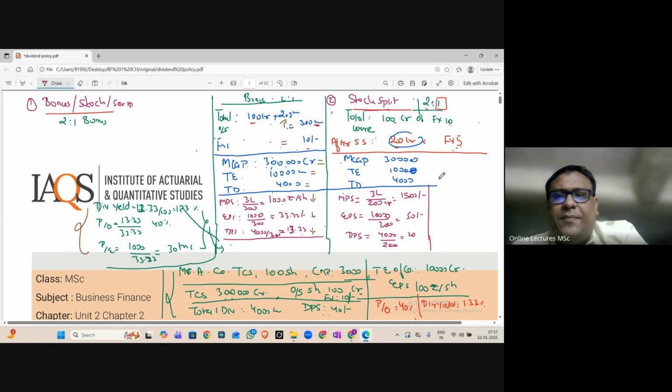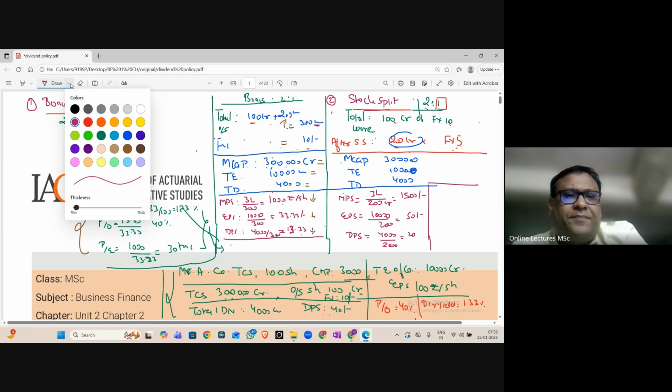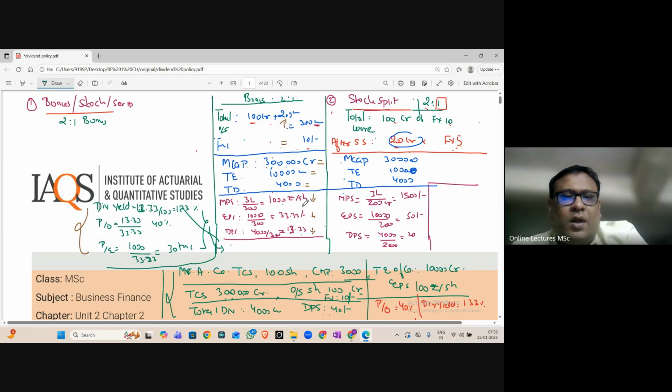If we calculate the dividend yield, payout, and PE, they would remain unchanged. The dividend yield, that's dividend to market price, that's 20 on 1500, that's 1.33% again. The payout, dividend to earnings, that's 20 on 50, that's 40%. And the PE multiple is the market price on earnings, that's 1500 by 50, that's again 30 times. This is the example of your stock split.